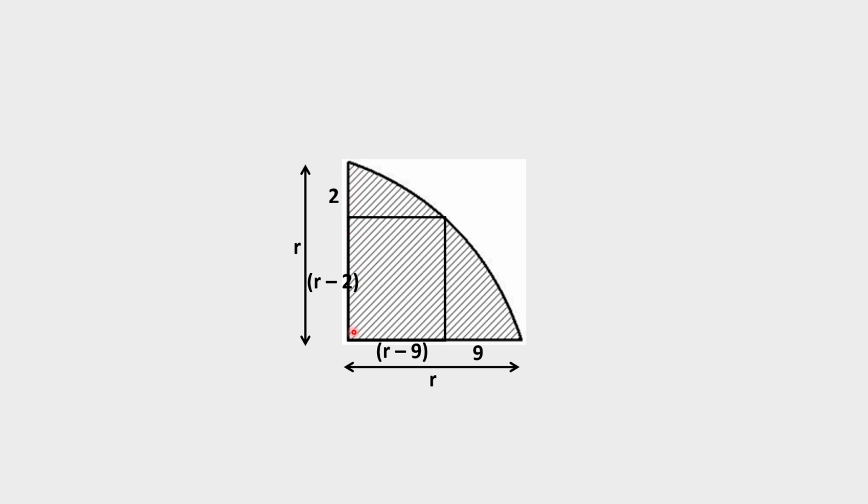So the height of the rectangle is r minus 2, and the width of the rectangle, from the total radius r, subtract this 9 units, you will get r minus 9. So we have got the dimensions of the rectangle. Width is r minus 9 and height is r minus 2.